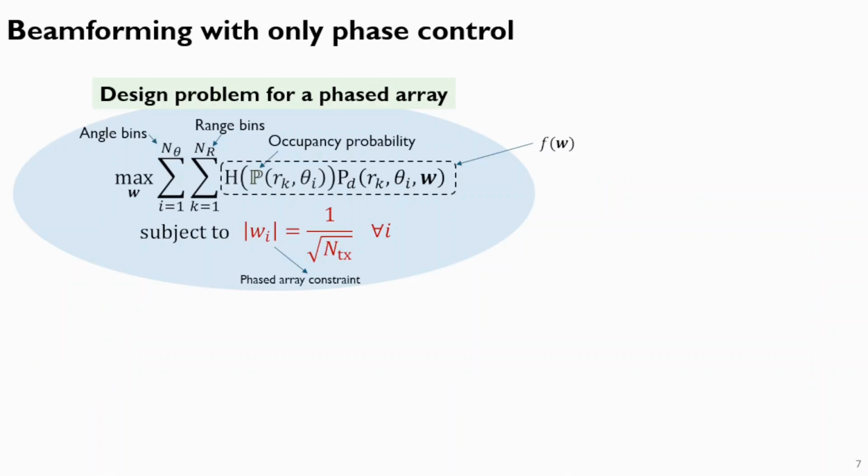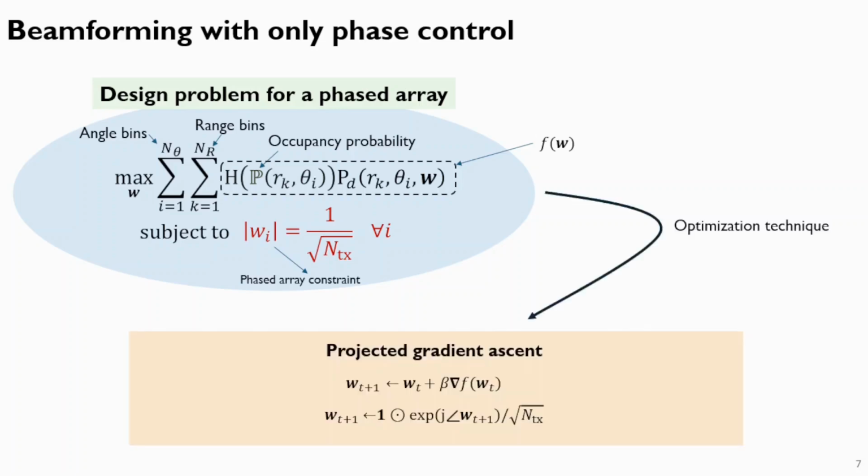So you just change the unit norm ball constraint to a constraint that looks like this. Okay, it's a discrete valued constraint in practice. And you could employ projected gradient ascent algorithms, for example, to solve this problem.